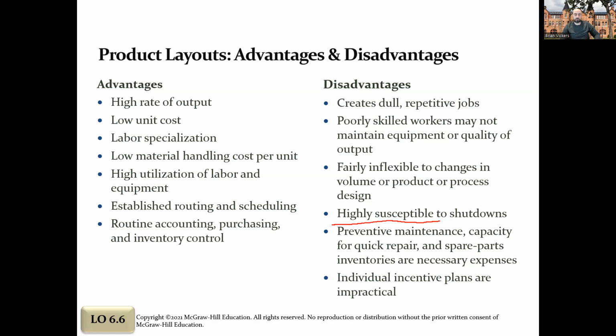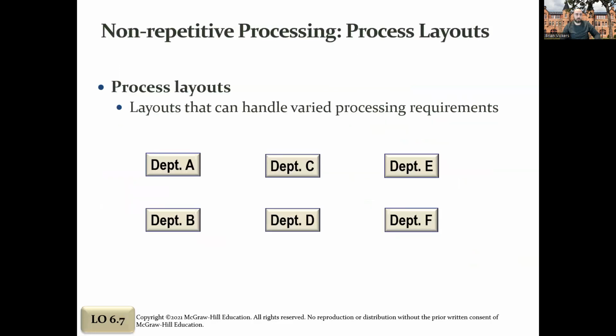You've got to do a lot of maintenance. You have to have a lot of excess capacity so you can do quick repairs, and those are very expensive. So there's advantages and disadvantages, and it really depends on the type that you have. So that's product layout. If you have a non-repetitive processing, you might use a process layout.